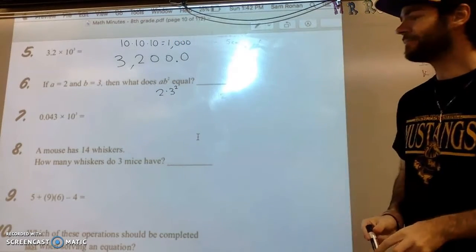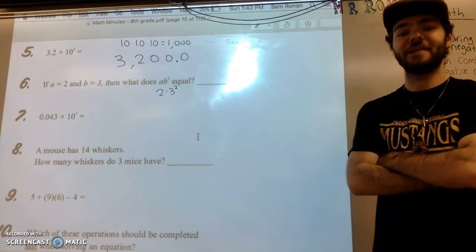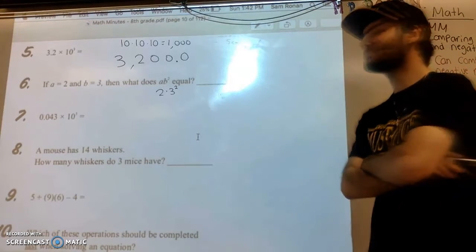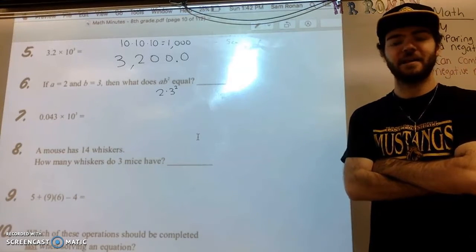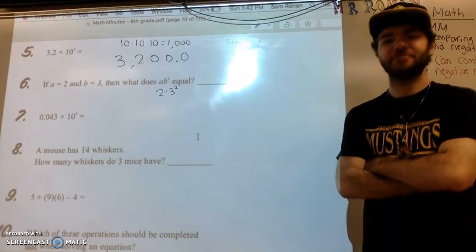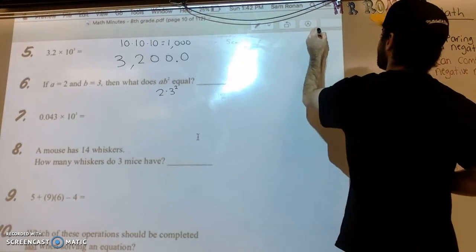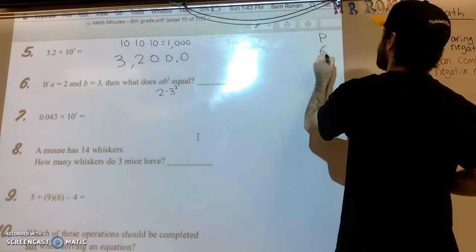squared. This is where things get difficult, okay? A lot of you are going to be tempted to do 2 times 3, get 6, and then square that. You have to remember order of operations. Remember, PEMDAS. Please excuse my dear Aunt Sally.